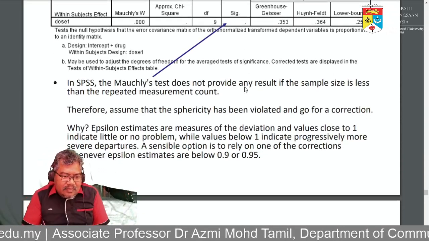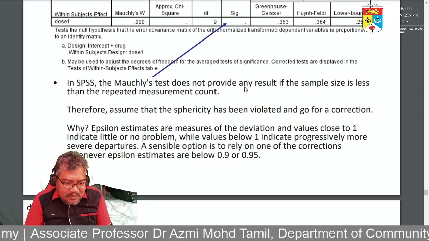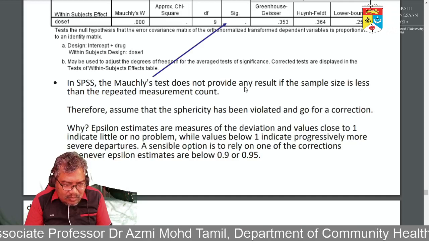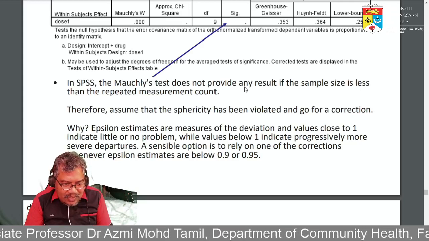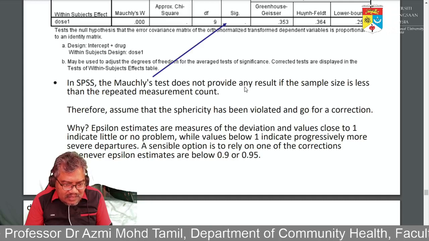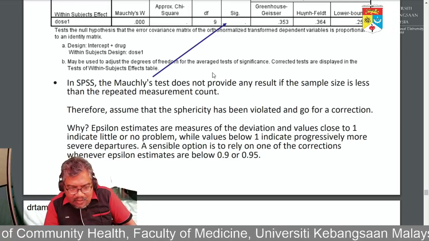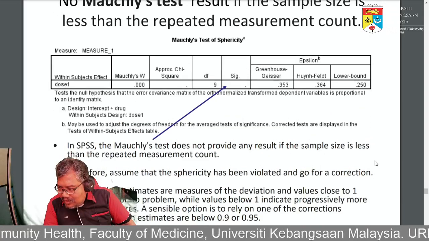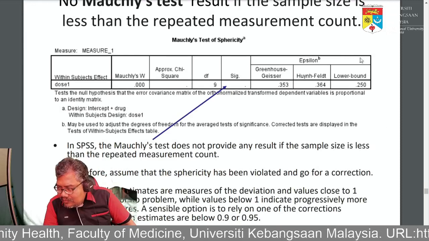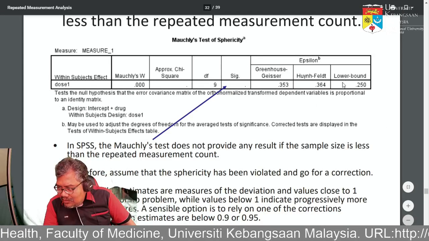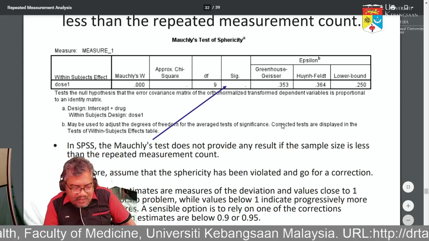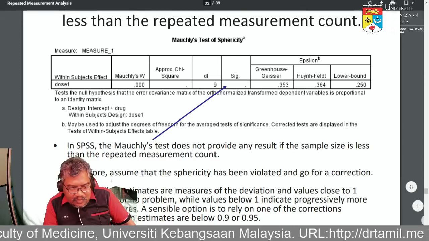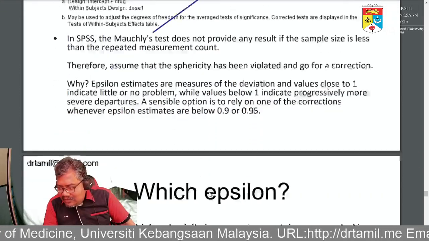Okay, why? Because epsilon estimates are measures of deviation, and values close to 1 indicate little or no problem, while values below 1 indicate progressively more severe departures. You rely on the correction whenever the epsilon estimates are below 0.9 or 0.95. So you look at this table. These are the epsilon values. If the epsilon value is below 0.9, then you have to look at the adjusted one.